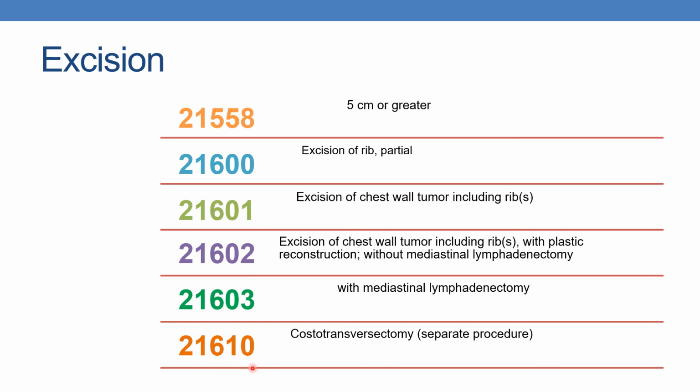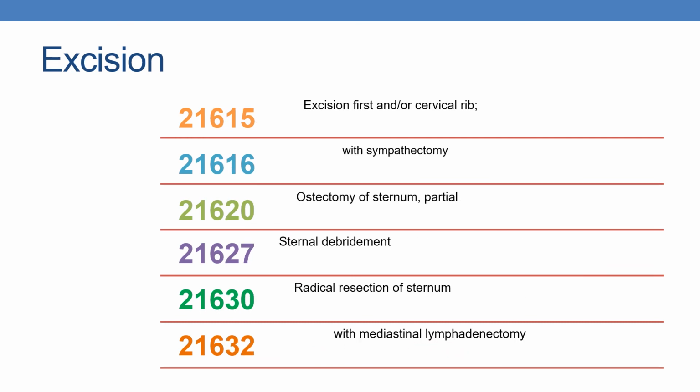The next is 21610. It deals with costotransversectomy. Costotransversectomy, a separate procedure. The next is 21615. It deals with excision first and or cervical rib. Next is 21616. Excision first and or cervical rib with sympathectomy.